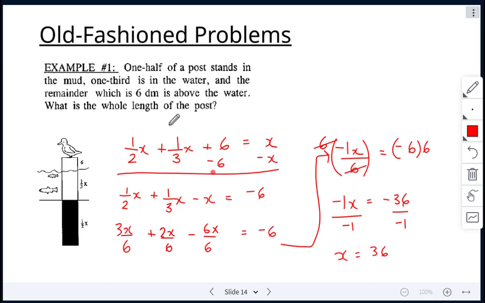All right, so what did we just solve for? We solved for the whole length of the post. So the last thing we have to do is our sentence, which is the post is 36 decimeters long.